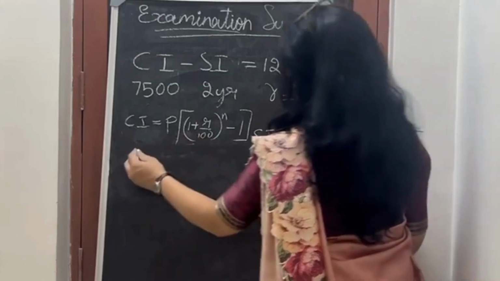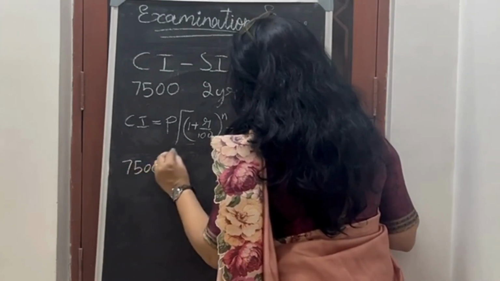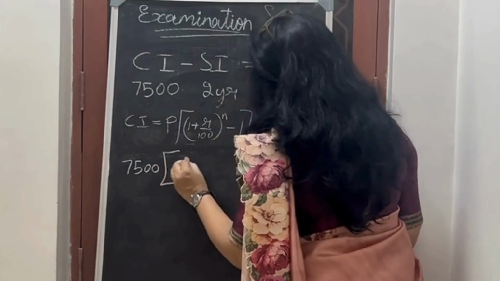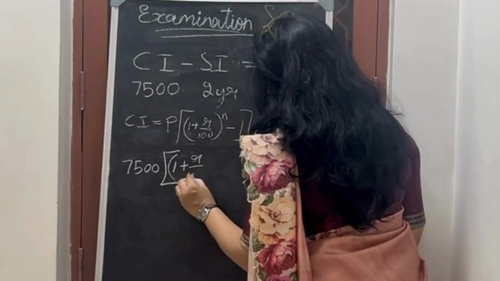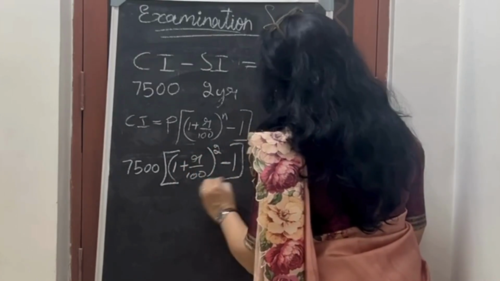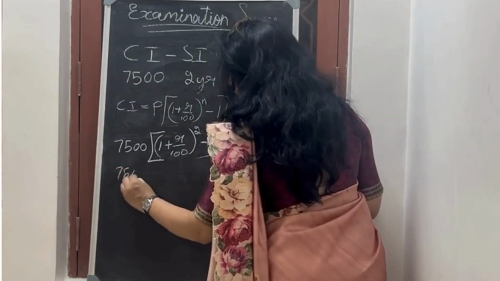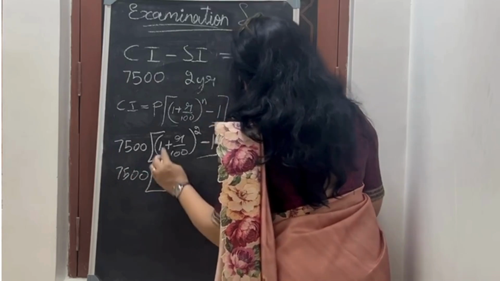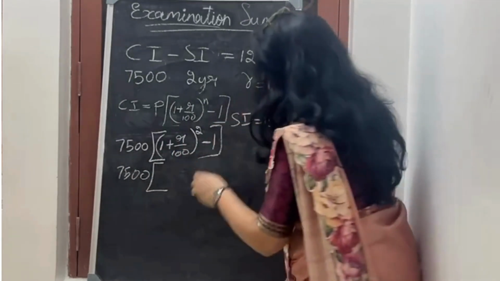I have to find out CI. CI again. P is how much? 7500 into (1 plus R by 100) to the power of 2, minus 1. Now what I will do is 7500 in the brackets (1 plus R by 100) the whole square, (a plus b) the whole square. We'll use that formula here.